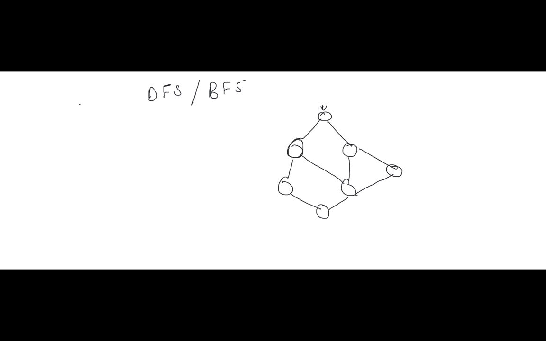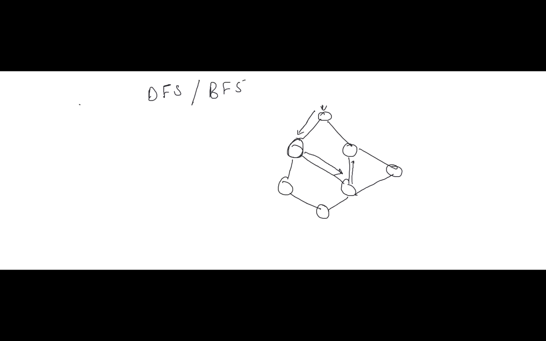Like DFS means I will start from here. I will select one node and go there. Then again, I will select another node. It may be this or this. We have two options. So let's say I am selecting this one, right? Then again, I can select this one or this one or this one. We cannot select this one because we are coming back. So I can again select any one node. Let's say I'm selecting this one.